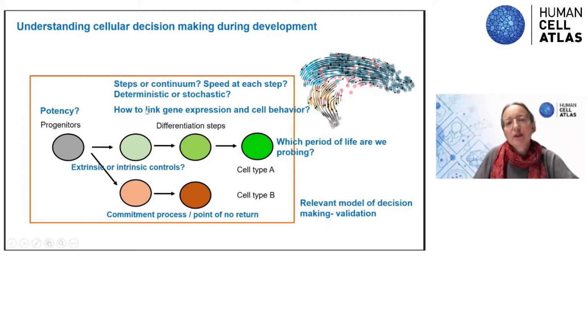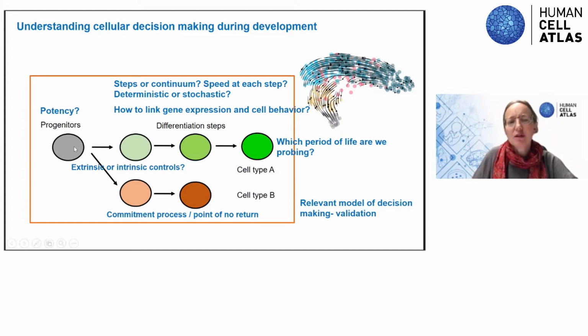We also discussed, and I will get back to that, how to link gene expression as measured in single cell studies to cell behavior: the ability of a cell to secrete a signal, the ability of a cell to migrate, and many other descriptors of cell behavior. We discussed which period we should be probing: early development, organogenesis, perinatal development. We decided not to prioritize any, and feel we're a big enough community. So what's important is to put our observations together.